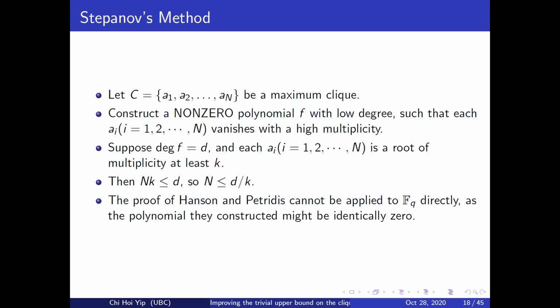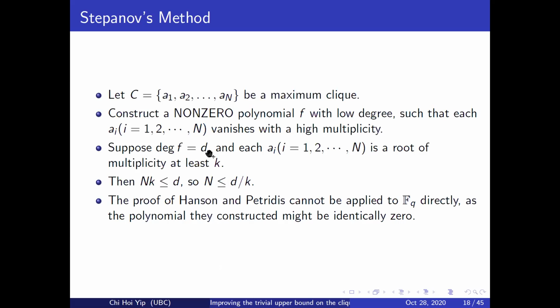Okay, and let's try to briefly describe what Hansen and Pachidis did. So they use a particular polynomial method called Stepanov's method. And the idea is that we consider a maximum clique C. Our aim is to construct a non-zero polynomial f with low degree, such that each root ai vanishes with a high multiplicity. Suppose this is the case, then we can try to get an upper bound on the size of the clique, which is capital N.